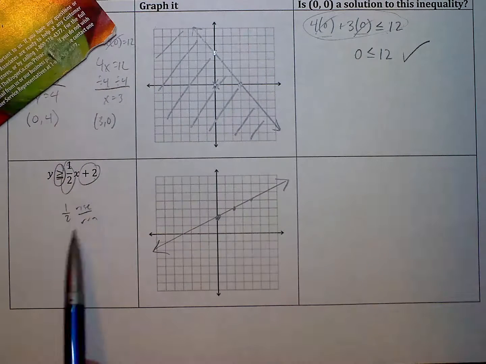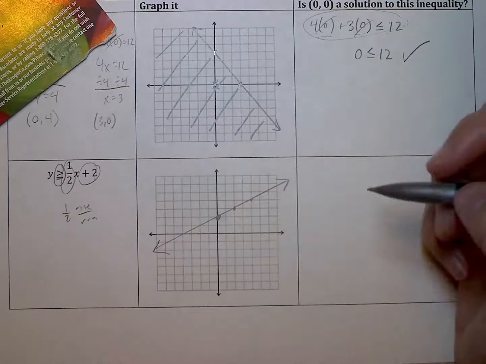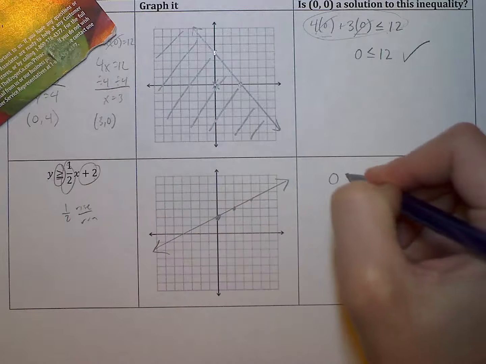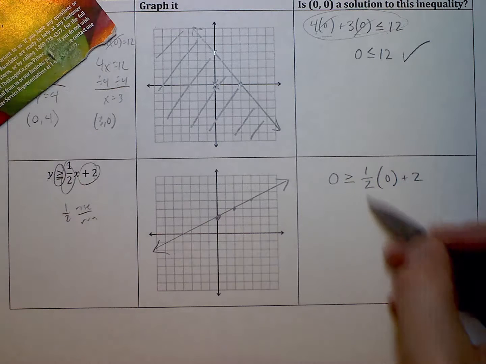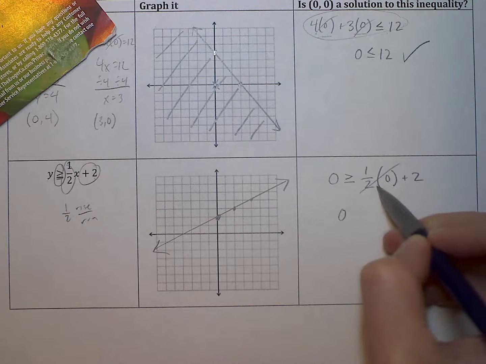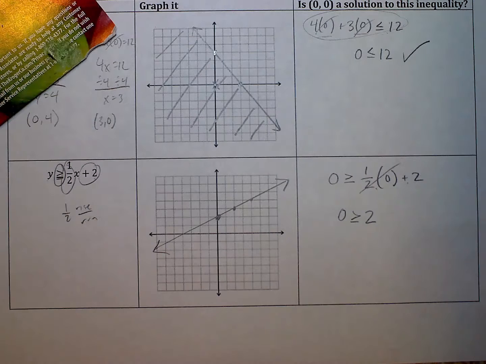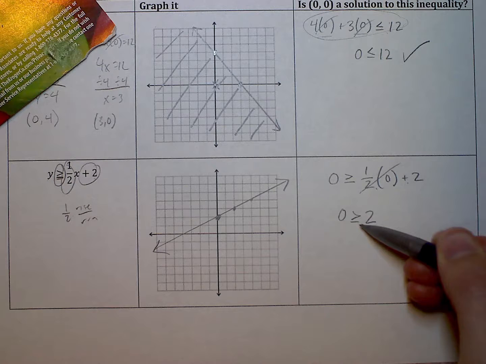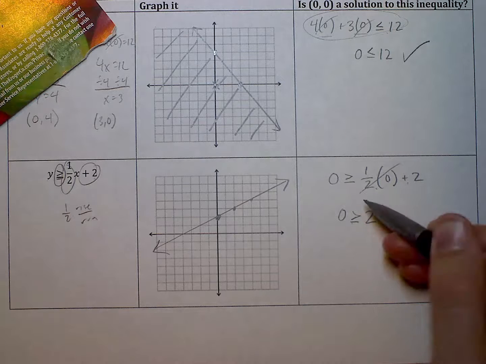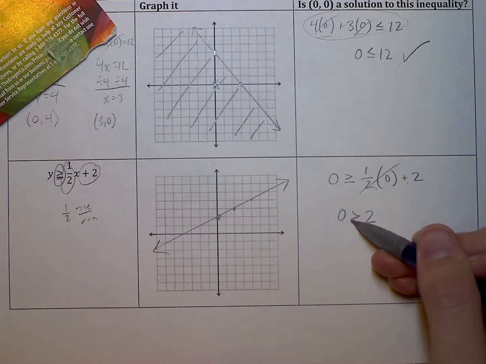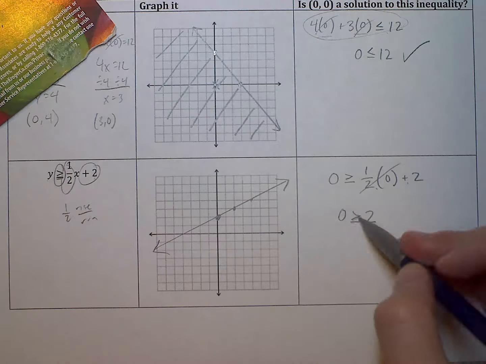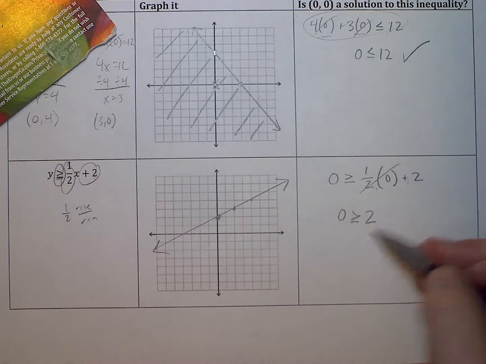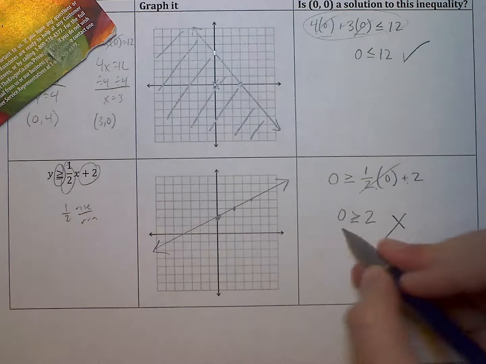And now I'm going to decide which way to shade. I'm going to use my strategy of plugging in 0, 0. So I plug in 0 for y and 0 for x. This is 1/2 times 0, which is just 0. So this is 0 plus 2, which is just 2. So this says 0 is greater than or equal to 2. Well, it's not equal to. So the question is, is 0 greater than 2? No, 0 is not greater than 2. 0 is greater than negative numbers. It's greater than negative 2, but it's not greater than a positive number like 2.